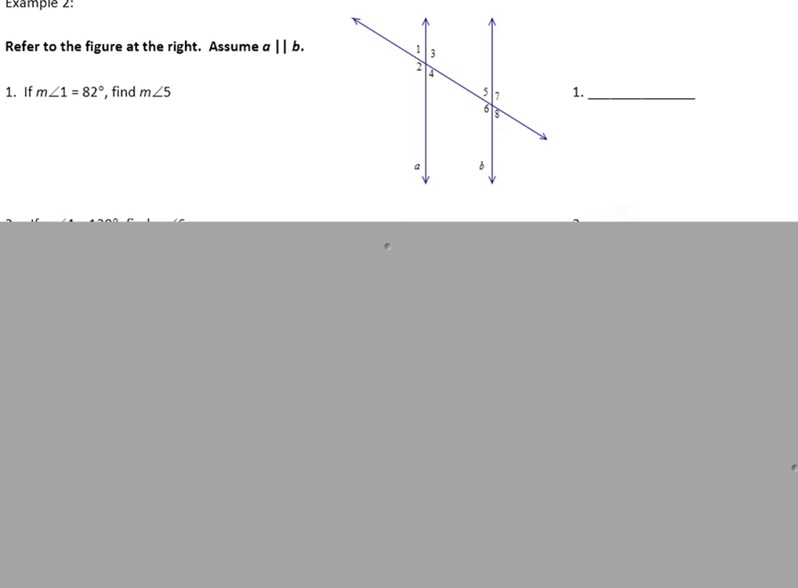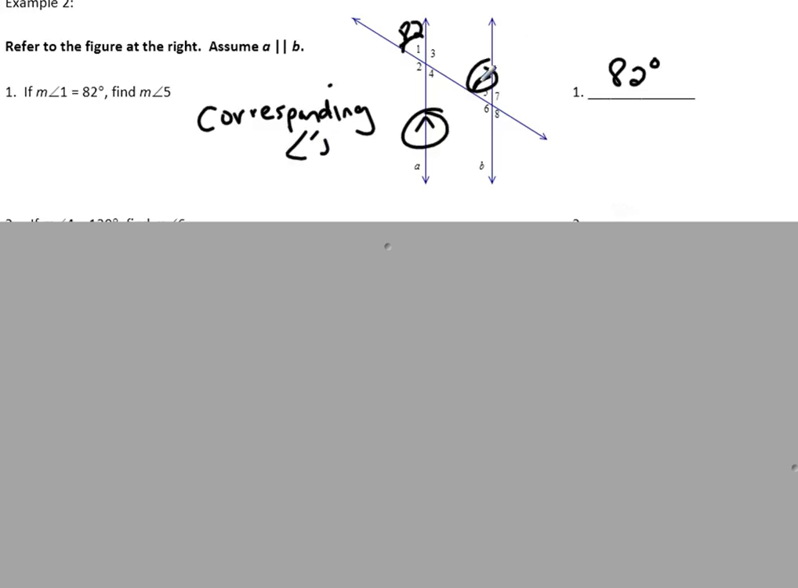Okay, now let's do a couple of examples. It says to assume that A is parallel to B. So that tells me that those relationships we just talked about for parallel lines are going to be true in this case. If the measure of angle 1 is 82 degrees, what is the measure of angle 5? Pause the video and see if you know. Well, first step is to identify what kind of angle pair you have. Angle 1 and angle 5 are called corresponding angles, and when the lines that form corresponding angles are parallel, then corresponding angles are congruent. So what number is congruent to 82 degrees? 82 degrees.